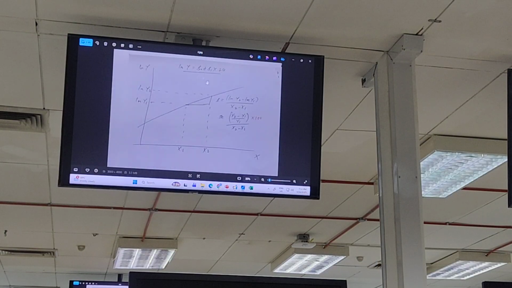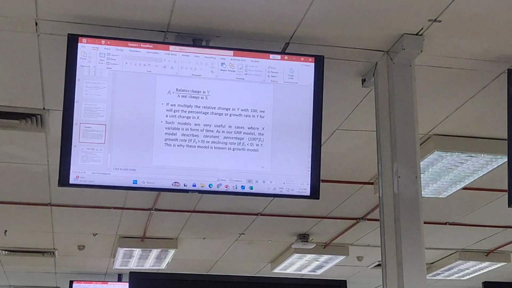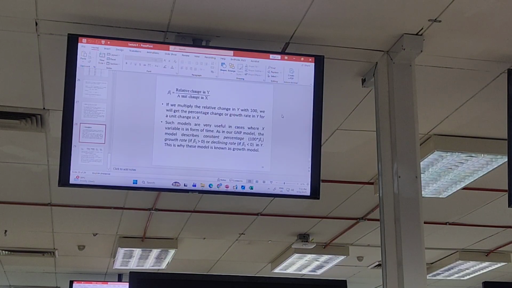But for the case of log linear, this one gives you relative change, not percent. So in order to interpret it as percent, you have to multiply by 100. If you multiply the relative change in y by 100, we will get the percentage change or growth rate in y for a unit change in x.